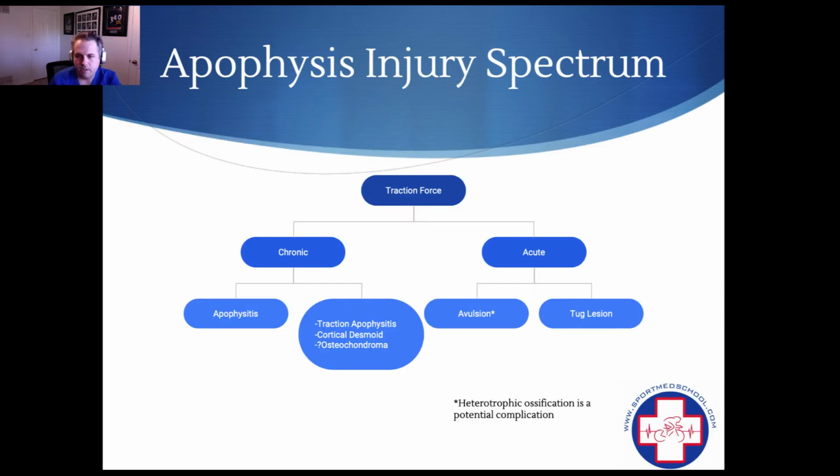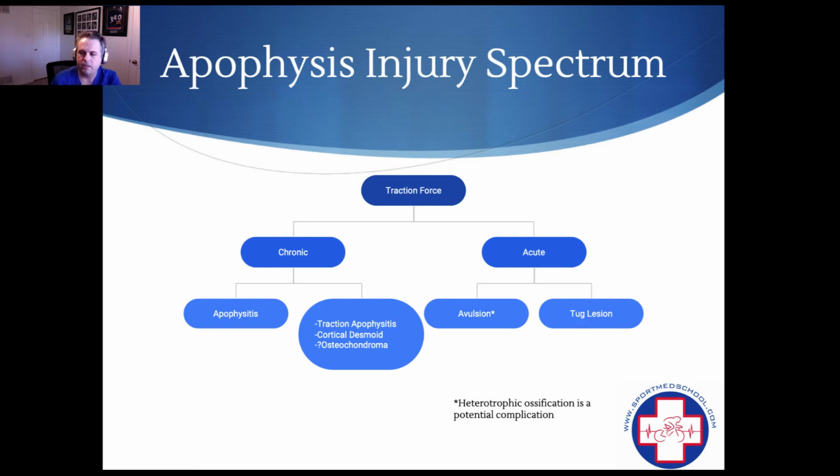When we talk about the apophysis, there's essentially an injury spectrum, which is important to keep in mind. So there is a traction force applied. Let's, for example, use the adductor magnus, and there's a pulling force on its insertion. Now, if that's occurring repetitively over time, that would be chronic, and the most common injury that would occur from that would be an apophysitis, and therefore it will be tender to touch, and it may essentially come and go, get worse with activity and better with rest.